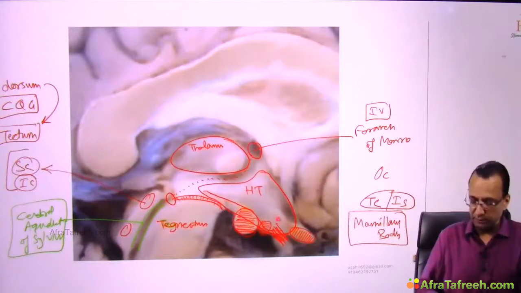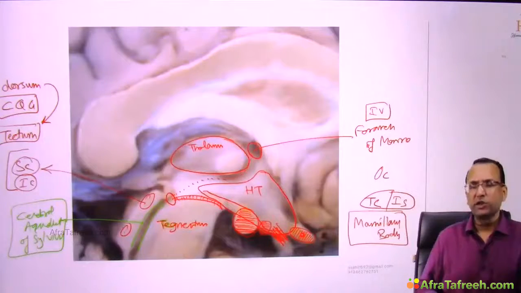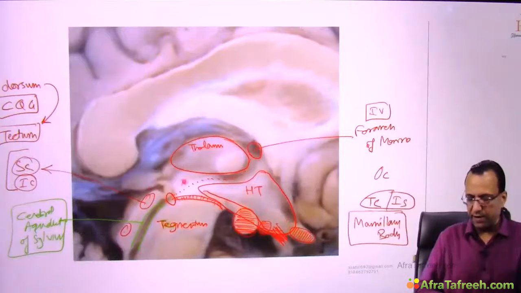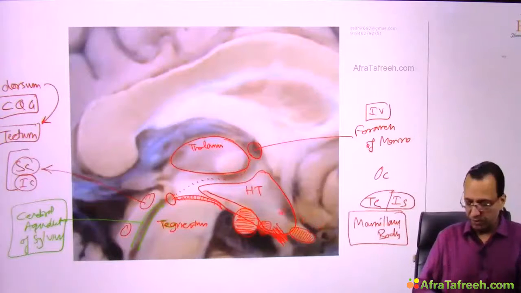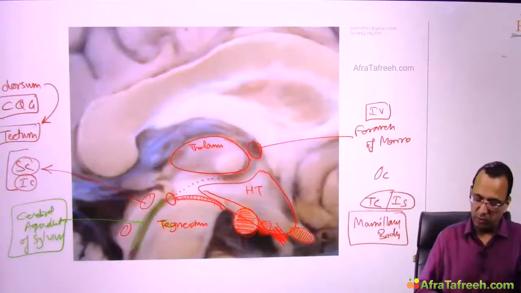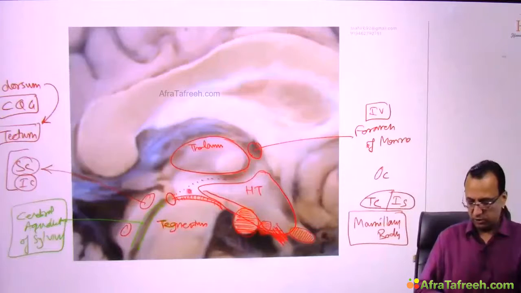This is optic chiasma. So can you tell me the structures at the floor of the third ventricle, anterior to posterior? What is the most anterior structure? Optic chiasma. What is behind that? Infundibular stalk. What is behind that? Tuber cinereum. What is behind that? Mammillary body. What is behind that? This is tegmentum, part of the midbrain.